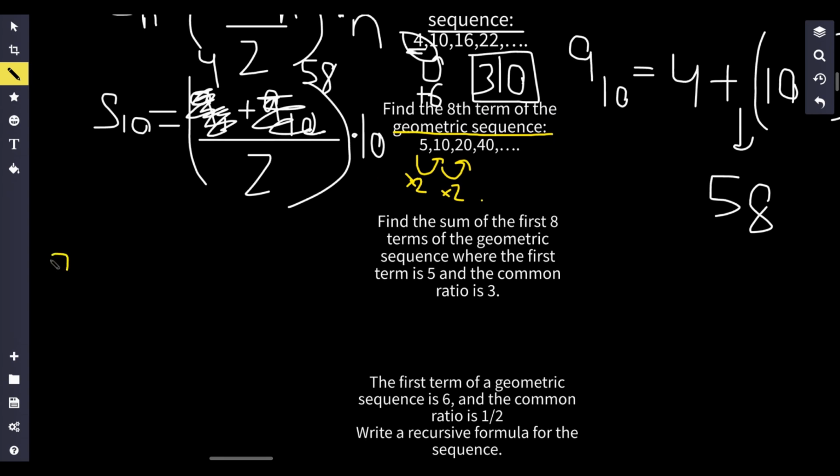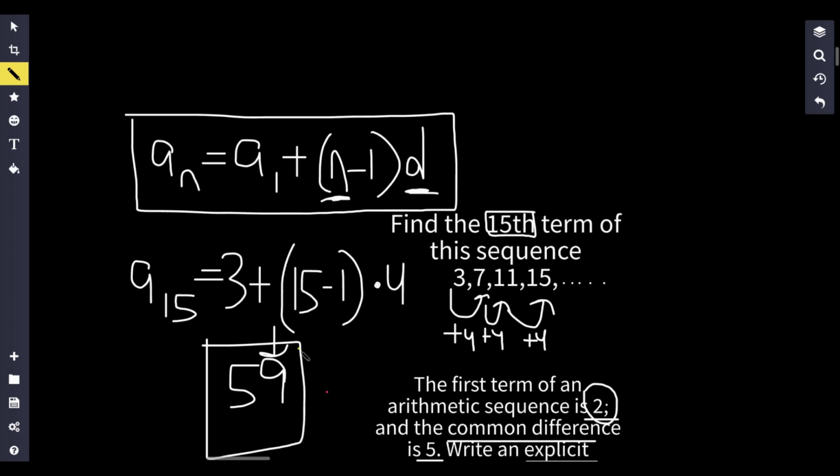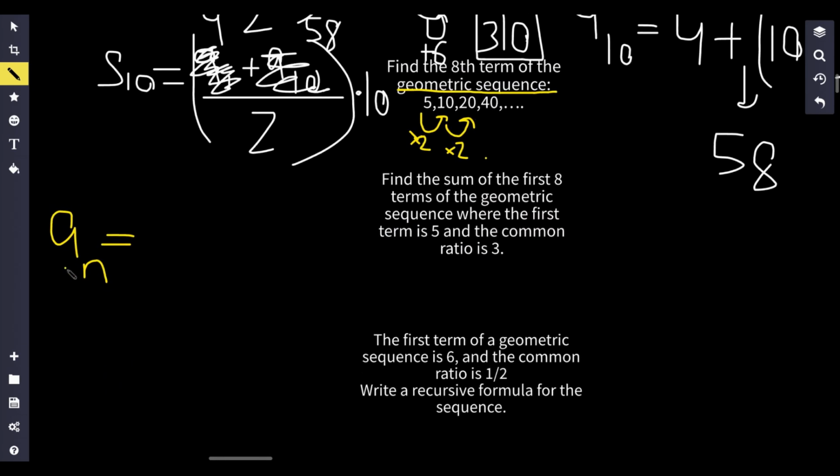Now, if you want to find a specific term for a geometric sequence, all the arithmetic stuff I did is in white, and I'll do the geometric stuff in yellow. The specific term is equal to the first term times our common ratio, the number that we're constantly multiplying by to get to the next term, raised to the power of n minus 1.